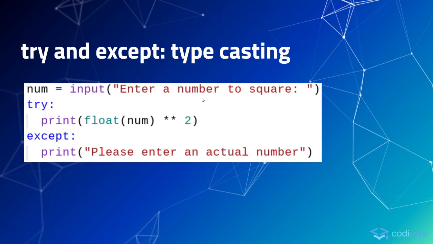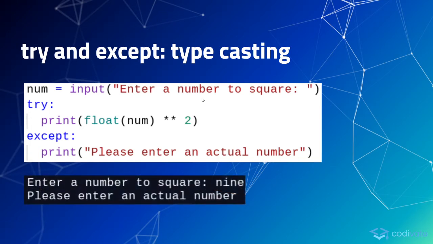Let's take a look at a few examples of running this code. So the user gets this message, enter a number to square. That's how our input statement works. And then let's say we type the word form of the number 9, N-I-N-E. So this string, N-I-N-E, will be assigned to the num variable. Next step of the code, we try to print float of the num. So we're taking this string nine and casting it as a float.